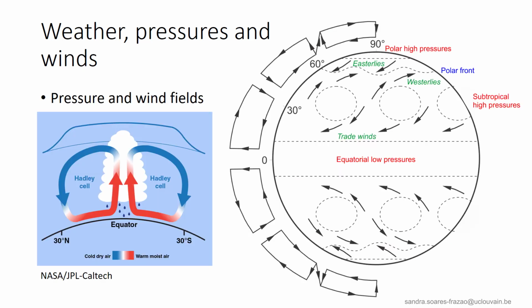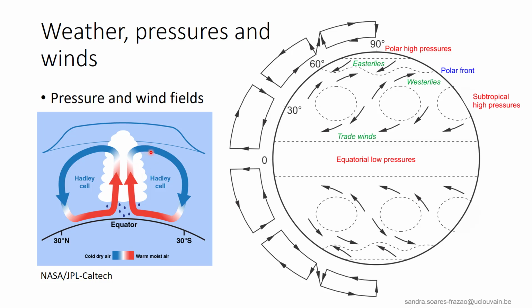The equatorial area presents high temperatures and thus an ascent of air as sketched here. This air is warm and humid, so it results in low pressures. This area is called the equatorial low pressure belt. This warm air cools down in altitude, leading to intense rain, that is represented here.